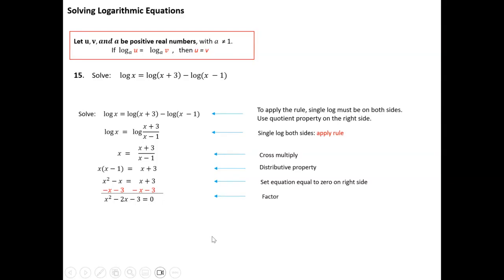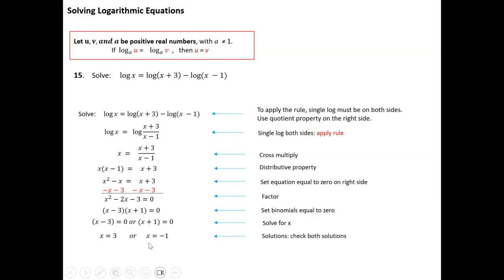Now we're going to factor. This will give us parentheses x minus 3, close parentheses, open parentheses x plus 1, close parentheses. So these are the factors. So we get x minus 3 equals 0, or x plus 1 equals 0. So x equals 3, and x equals negative 1. Again, we can always check our work. Just go on the next slide and check our work.